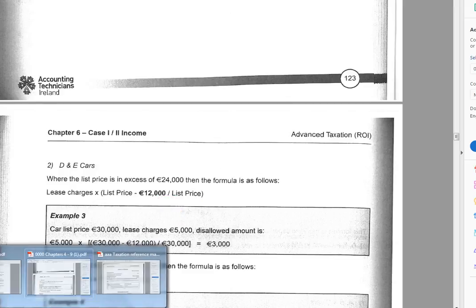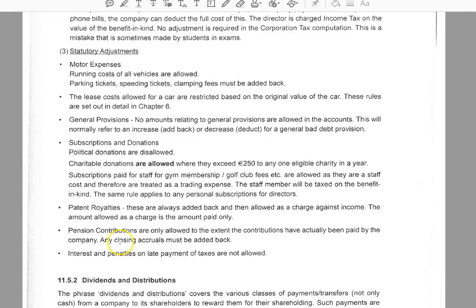So that's the complicated bit on lease charges. You have to restrict some of the lease charges, and you can always assume that you'll get the list price of the car above the limit, 24 or 12, whatever it is.